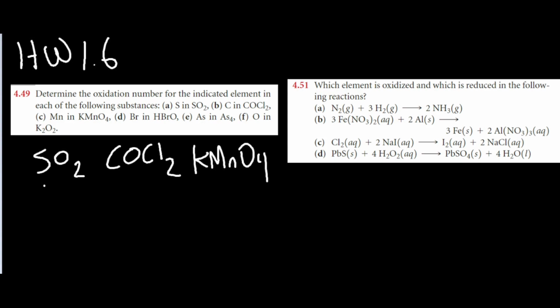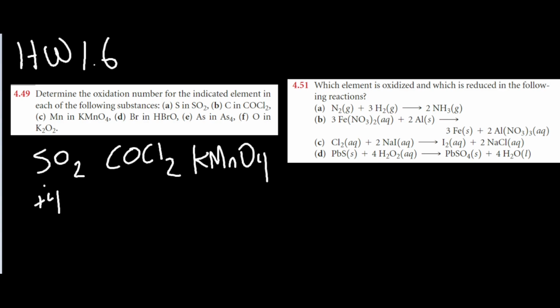So for A, we need to find the oxidation number of sulfur in SO2. From the periodic table, we know that oxygen has a -2 charge, because oxygen has 6 valence electrons and needs 2 more. And there are 2 oxygen atoms, so that's -4: -2 plus -2 is -4. So in order to get to our ideal 0, we have to add 4. So sulfur has a charge of +4.